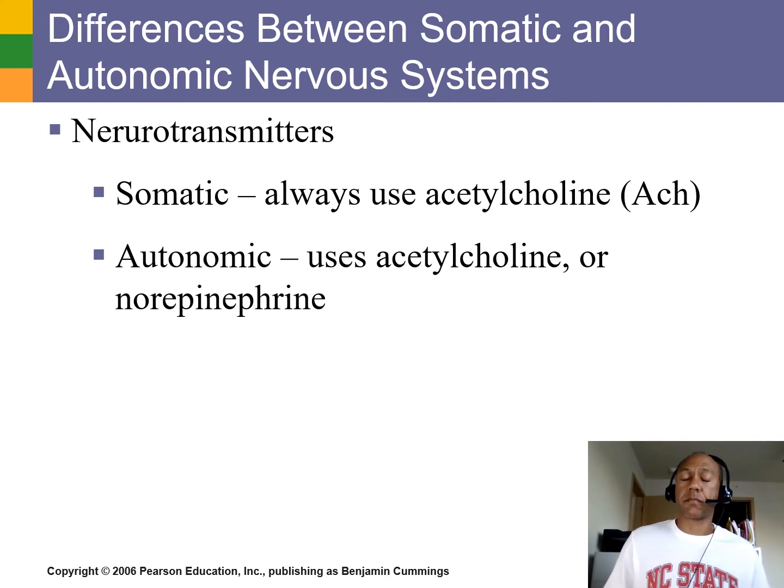Somatic nervous system, neurotransmitter, always acetylcholine. In the autonomic nervous system, sometimes it's acetylcholine, and sometimes it's norepinephrine. Another name for norepinephrine is noradrenaline. So somatic nervous system, always acetylcholine. Autonomic nervous system, sometimes acetylcholine, sometimes it's norepinephrine or noradrenaline.